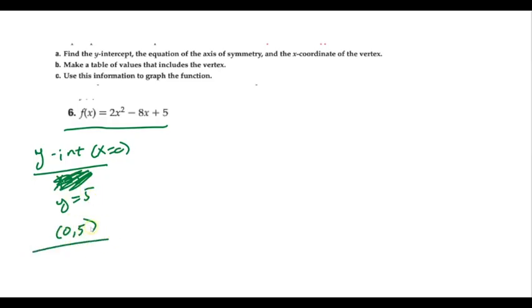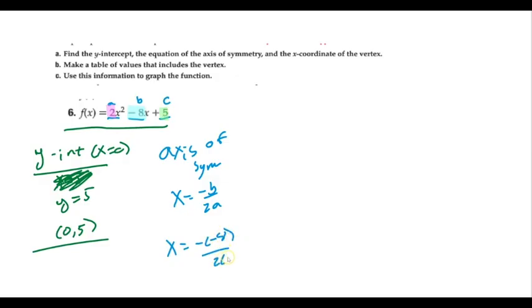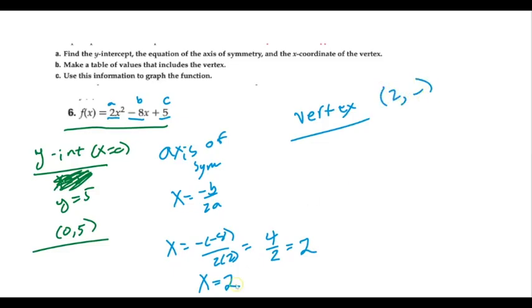That's my y-intercept. Now the axis of symmetry is x equals negative b over 2a. Here's my a coefficient, here's my b, here's my c. x equals negative negative 8 over 2 times 2. The axis of symmetry is x equals 2. Now let's find the vertex. I already know the vertex has 2 and something, because the axis is the exact same. We just plug it in: 2 times 2 squared minus 8 times 2 plus 5.